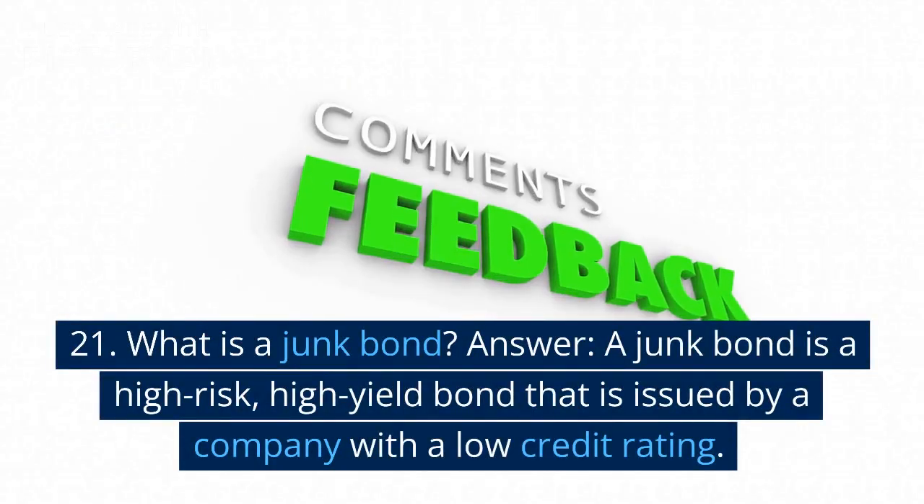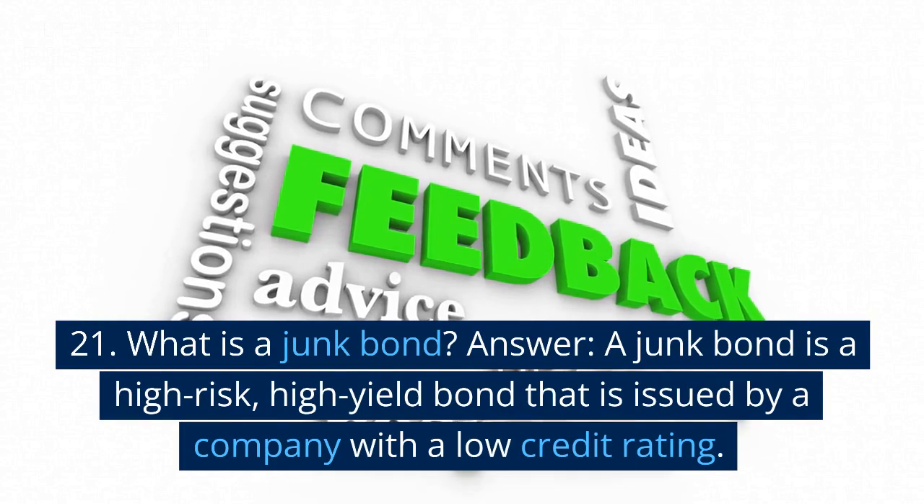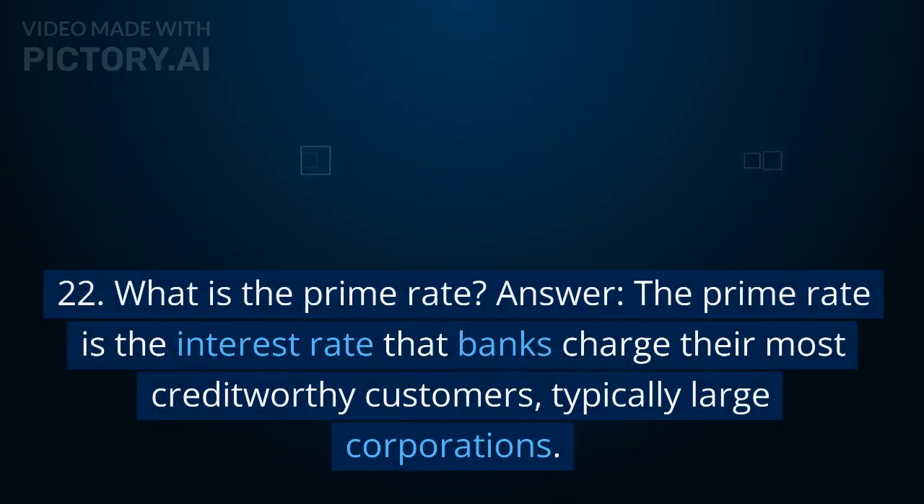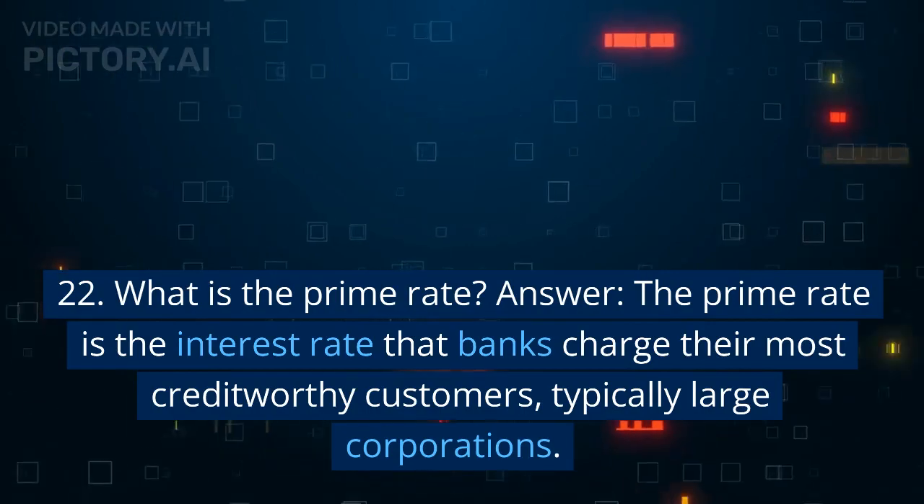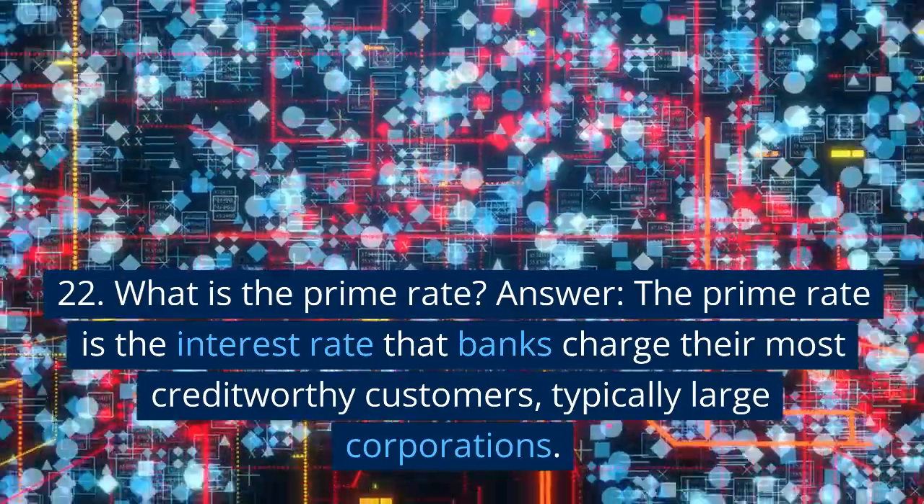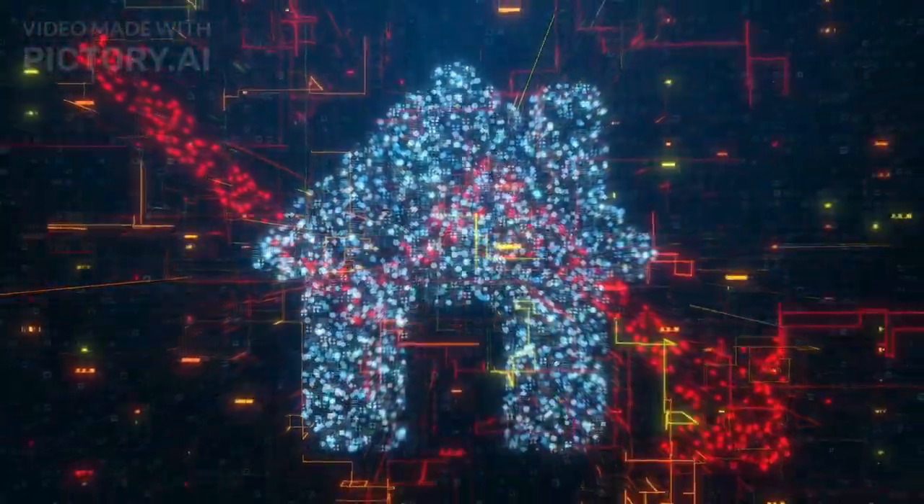21. What is a junk bond? A junk bond is a high-risk, high-yield bond that is issued by a company with a low credit rating. 22. What is the prime rate? The prime rate is the interest rate that banks charge their most creditworthy customers, typically large corporations.